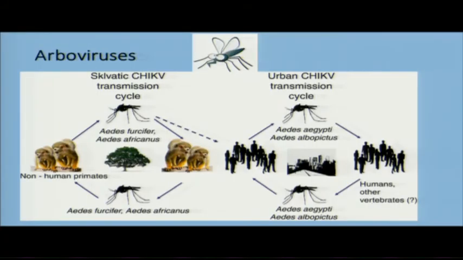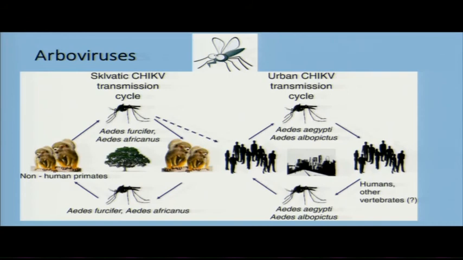Moving to the arboviruses, and these 3 viruses we're talking about today are arboviruses. Ar because they're arthropod, bo because they're borne: arthropod-borne viruses that are transmitted in general by mosquitoes and ticks. And this is just an example of chikungunya. This should say sylvatic transmission cycle.